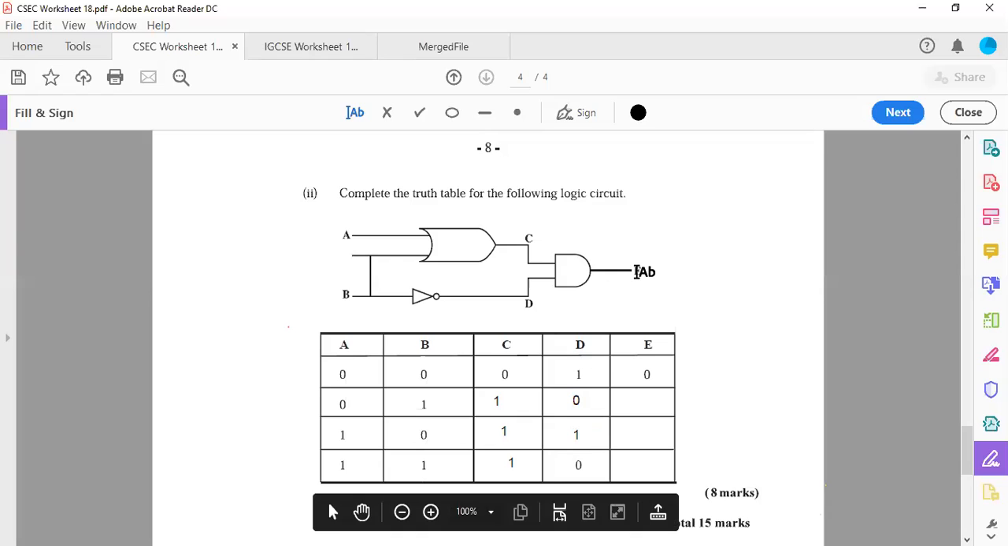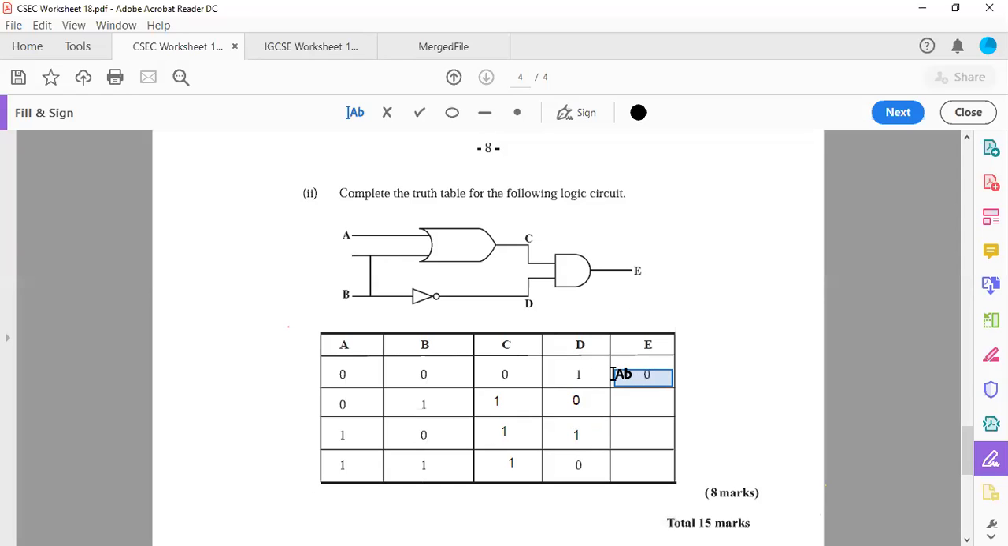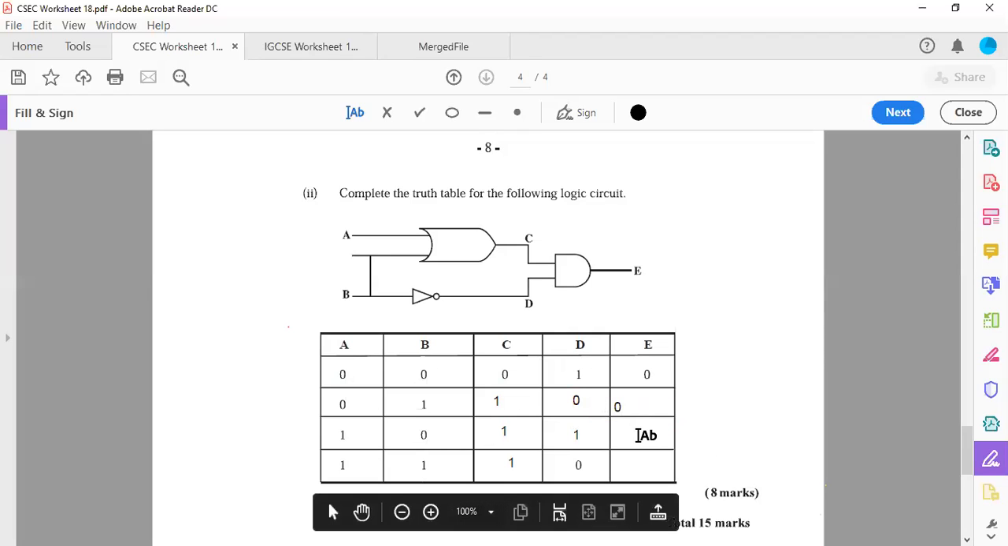So we're going to do the E gate now. E is the output for conditions C and D, so it's an AND gate. AND means to multiply. 0 multiplied by 1 is 0. 1 multiplied by 0, between C and D, is 0. 1 multiplied by 1 is 1. And 1 multiplied by 0 is 0. Everybody see how to complete the table there?